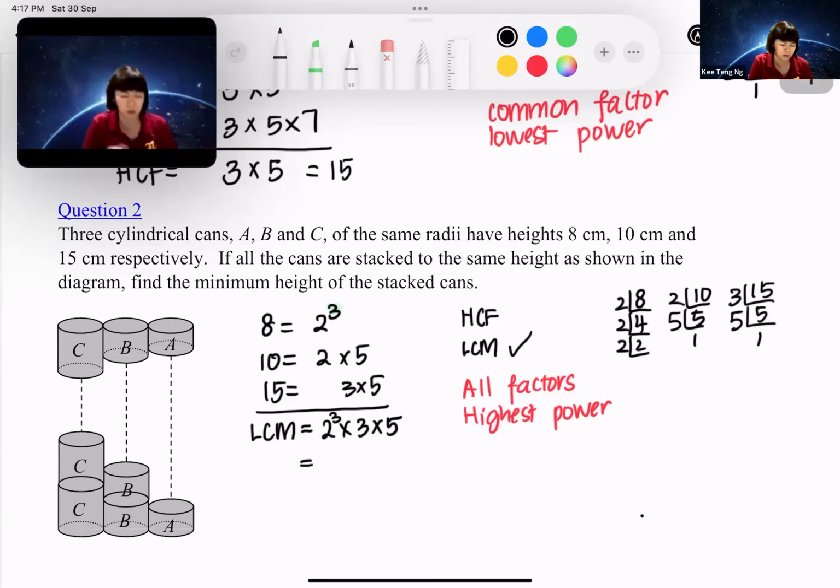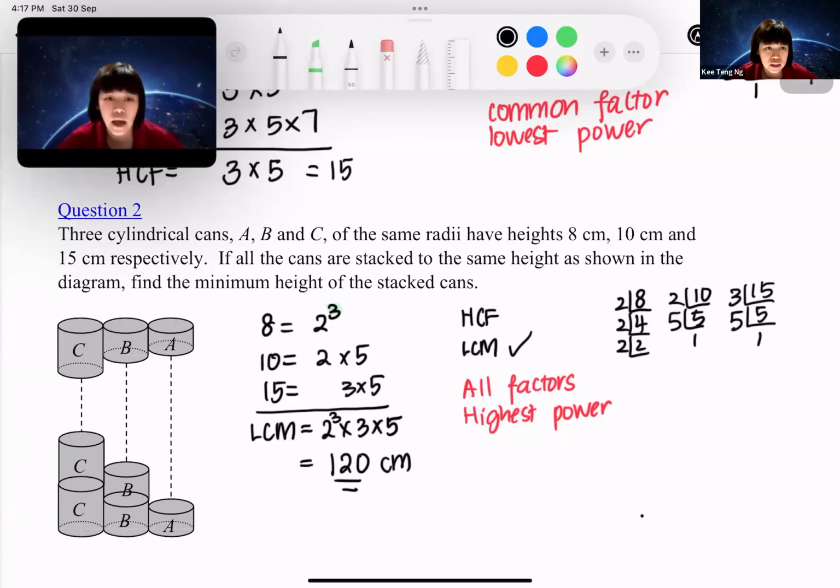So we need to calculate out the number. 2 to the power of 3, not 6, 2 times 2 times 2. Use the calculator and help yourself. Okay, times 3 times 5. So this total height will be 120 cm.